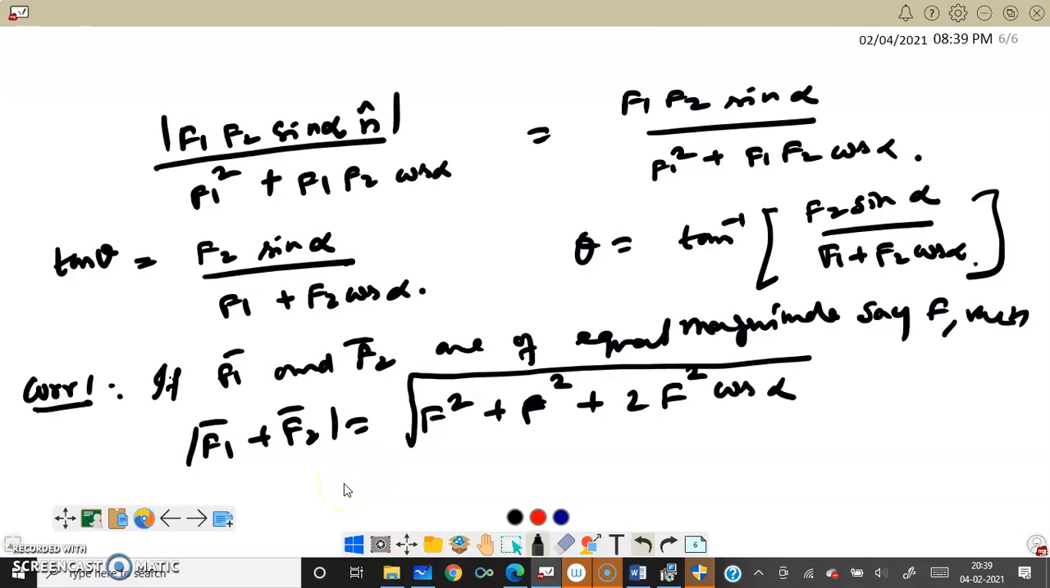We have seen that the modulus of F1 plus F2, when F1 and F2 are of equal magnitude, say F, is equal to the square root of F square plus 2F square cos alpha, right? So we'll draw the diagram here. Two forces, and we'll draw parallel to these forces. This is F1, one of the forces, and this is F2, another force.